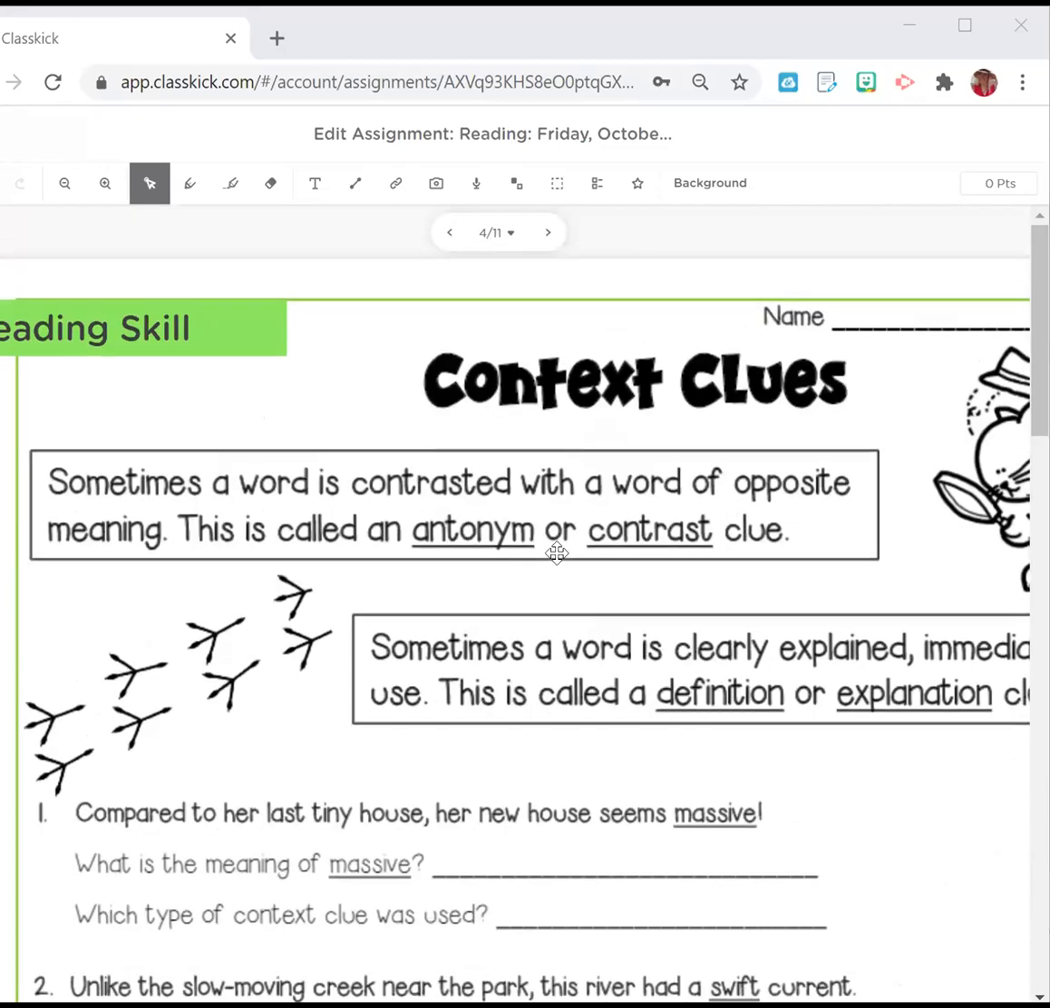Hello, third grade, and welcome to our reading skill for today. This is our last day. We're going to focus on context clues. I'm going to do the odds with you, and you're going to have to do the evens on your own.